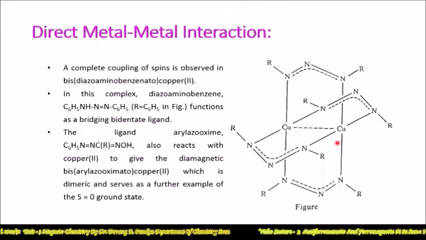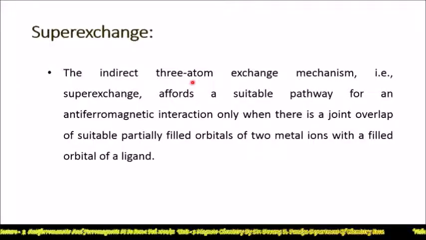So here you can see that copper and these ligands, diazoaminobenzene, act as a bridging ligand and give direct metal-metal interaction. Now next is this super exchange interaction, the indirect 3-atom exchange mechanism. This is another name of the super exchange mechanism. Indirect mechanism, indirect 3-atom exchange mechanism and super exchange all are similar.